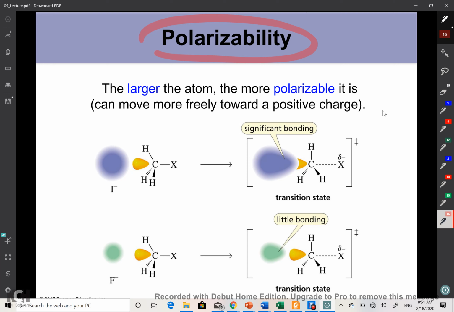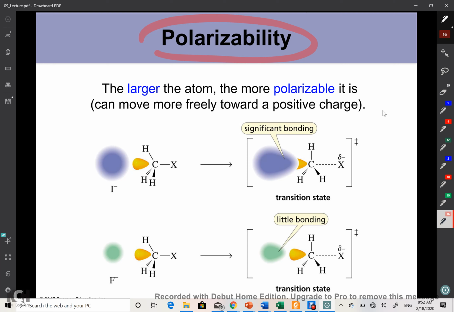So if you have a big nucleophile, and you bring that nucleophile to the vicinity of a positively charged substance, it will be easy for those electrons to be attracted towards the positive end. That's what we call polarizability. Okay? And so the polarizability increases with the size of the nucleophile. So if you have a bigger nucleophile, that bigger nucleophile will easily be polarized by a positive center. Does that make sense?